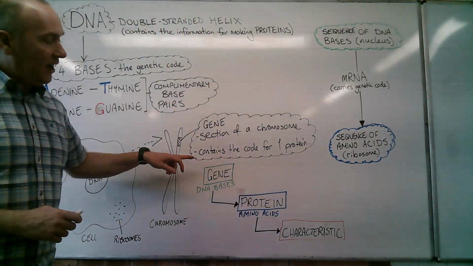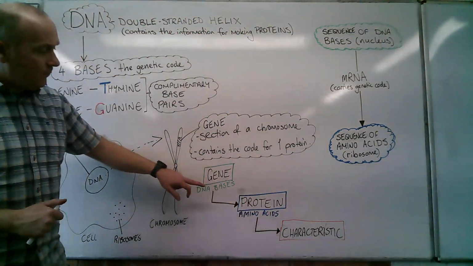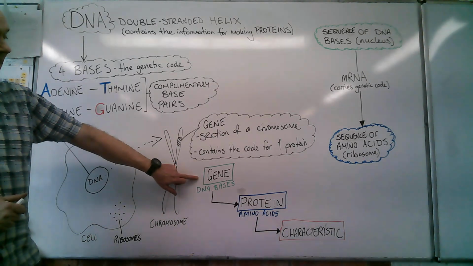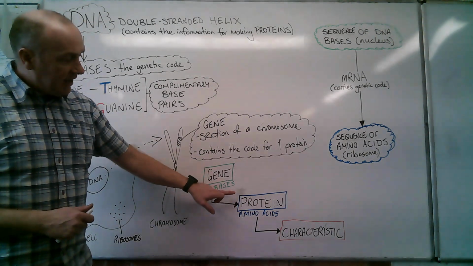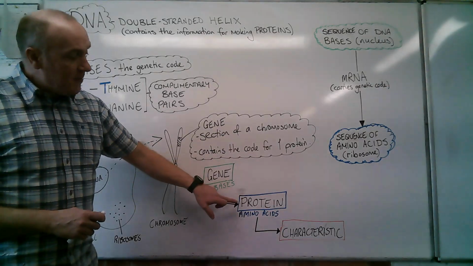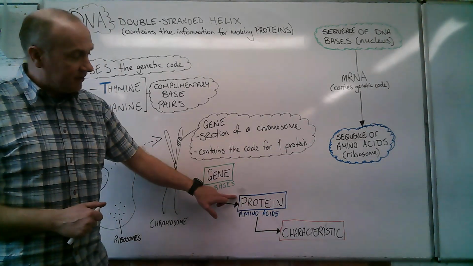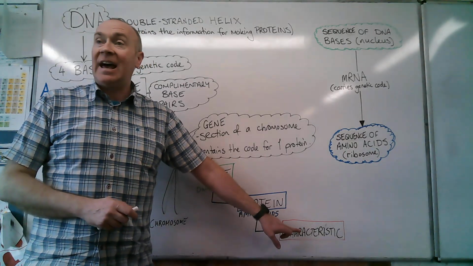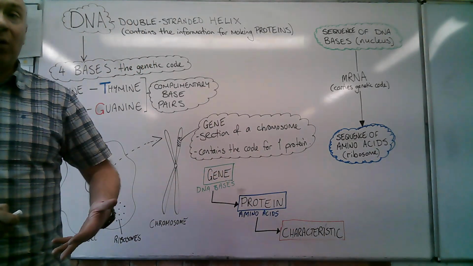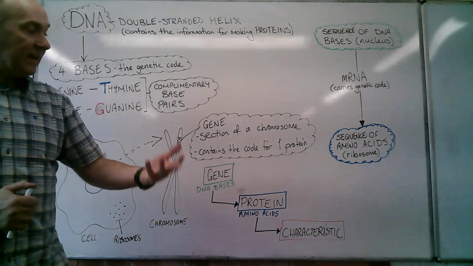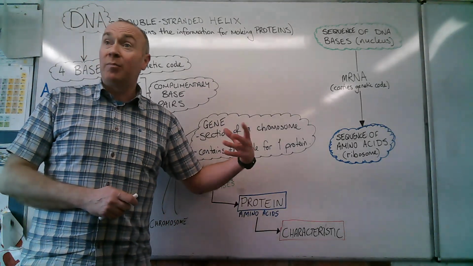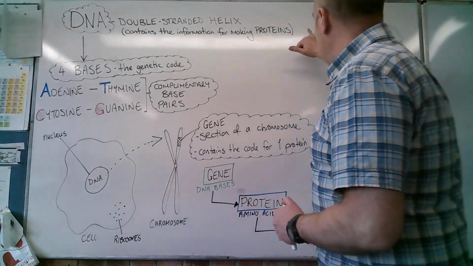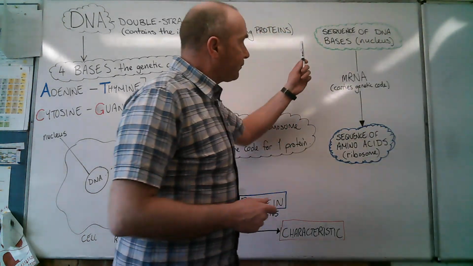I've attempted to show how these ideas connect together as well. The gene consists of A's, T's, C's and G's, that's the DNA bases. The bases then tell the ribosome what amino acids to stick together to make a protein, and the knock-on effect is that the protein gives us a characteristic. So for example, having blue eyes, having curly hair, being left-handed, those things are all associated with the proteins we are producing. Now it's important that we understand how these ideas link together.